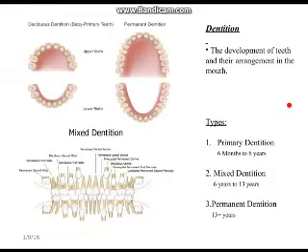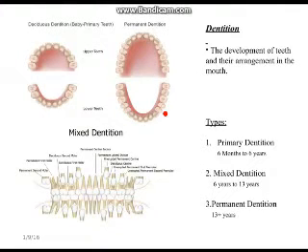All right, let's start. So the first thing we need to know when we talk about dental anatomy is the dentition. What is a dentition? Dentition is the development of teeth and their arrangement in the mouth. So we all know that we have two jaws, the upper jaw and the lower jaw, right? So all together, the jaws with the teeth, this is called a dentition.